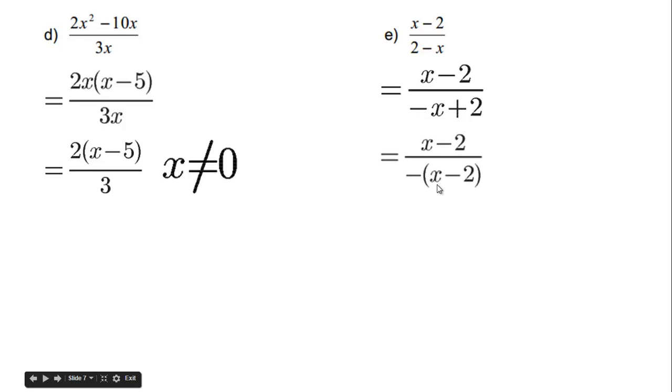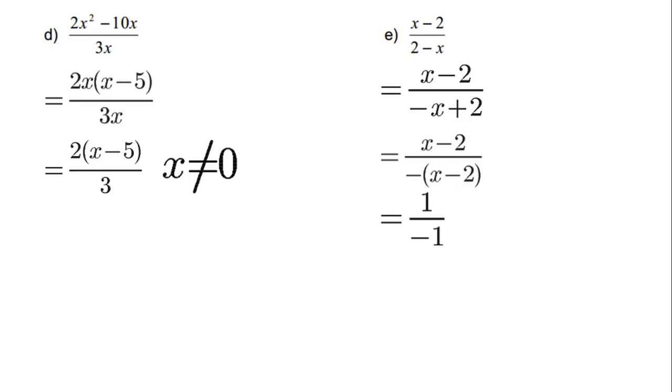If you take the negative out, what happens is the signs change. So we've got positive x and minus 2, and that's exactly what we have on the top. So now the x minus 2's cancel out, and we're left with 1 and 1. When you cancel out the top and the bottom, you are left with 1. You're not left with 0. Realize that you're dividing here, and whenever you divide by the same thing, you have 1. So the answer there is 1.